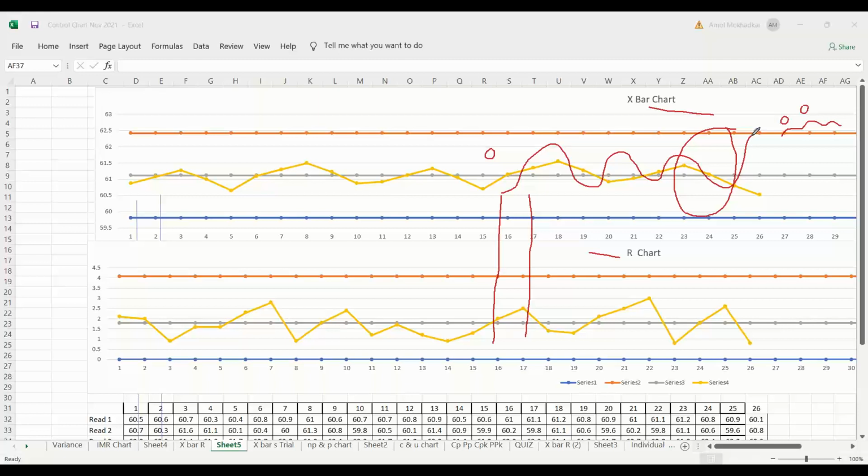And anyhow, after a few months, if you find that many of the data are nearer to this one and you are not finding any special cause for this one, it means you need to recalculate the control limits. Either you adjust your process or recalculate the control limits.